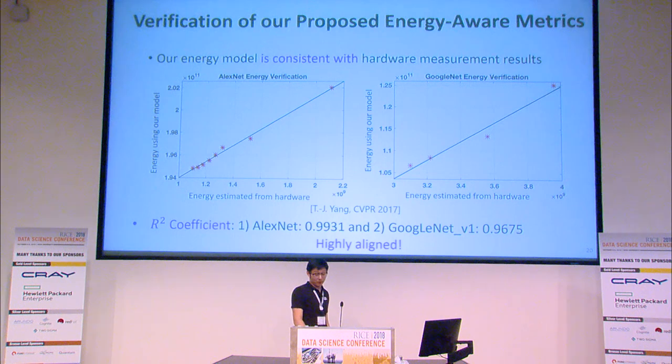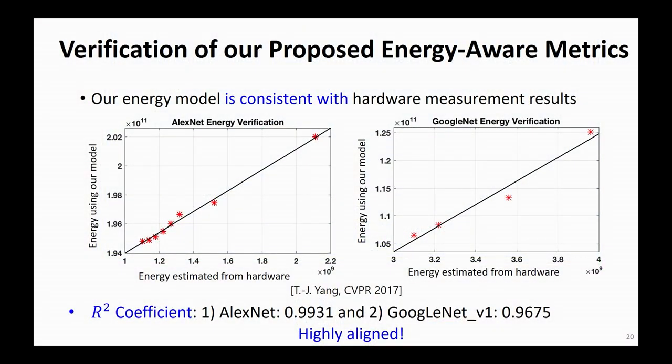To verify our proposed energy model for CNNs, we compare the estimated energy cost of our model versus that obtained from hardware implementation for the cases of AlexNet and GoogleNet CNN models, shown in the left and right figures respectively. In these two figures, the x-axis is the energy estimated from the hardware, and the y-axis is the energy estimated using our own model.